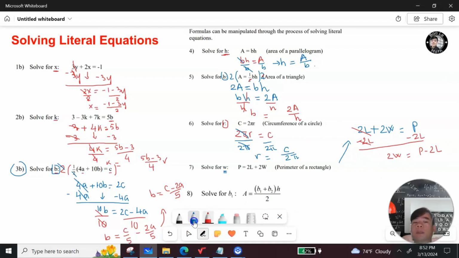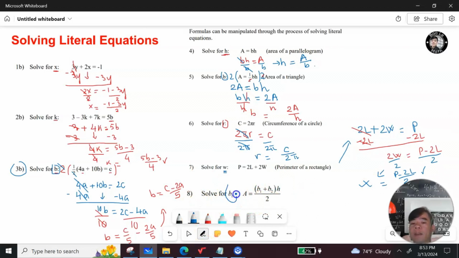Now I need to solve for W. I need to divide both sides by 2. Divide both sides by 2. And then I'm going to end up with W equal P minus 2L divided by 2. Alright. Now the last question right here.